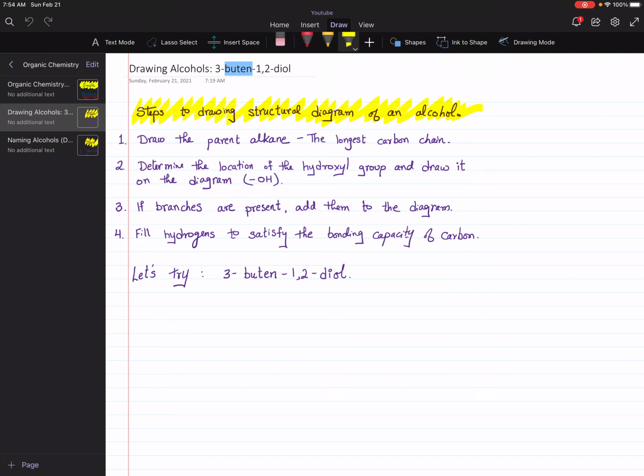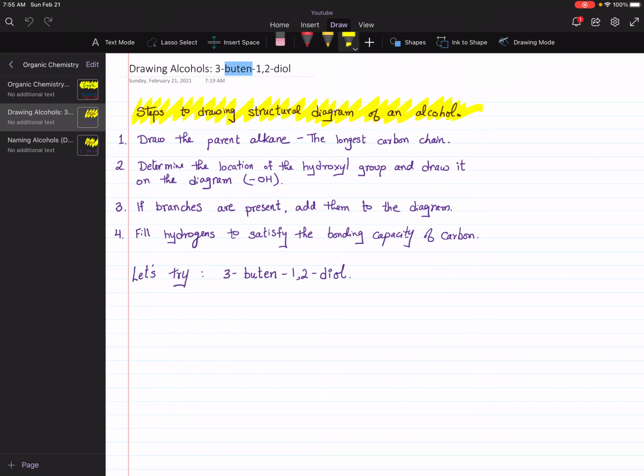Third step, if there are any other branches present, we need to add those to the diagram. And the final step is to fill in the hydrogens so that all carbons have a total of 4 bonds each. So, since we have gone through the steps, let's try to draw 3-butene 1,2-diol.